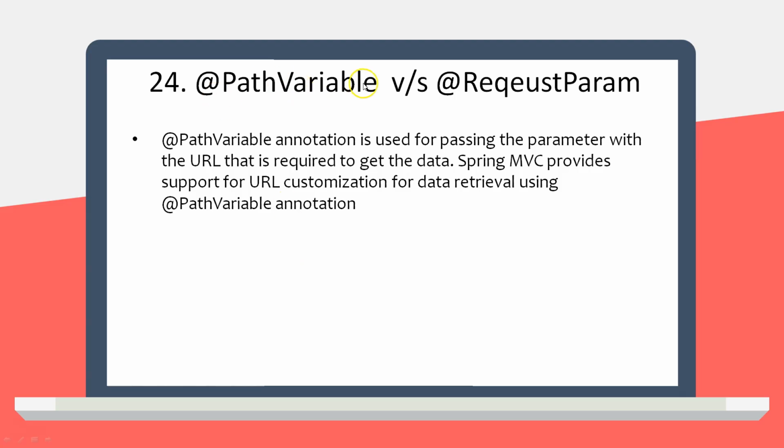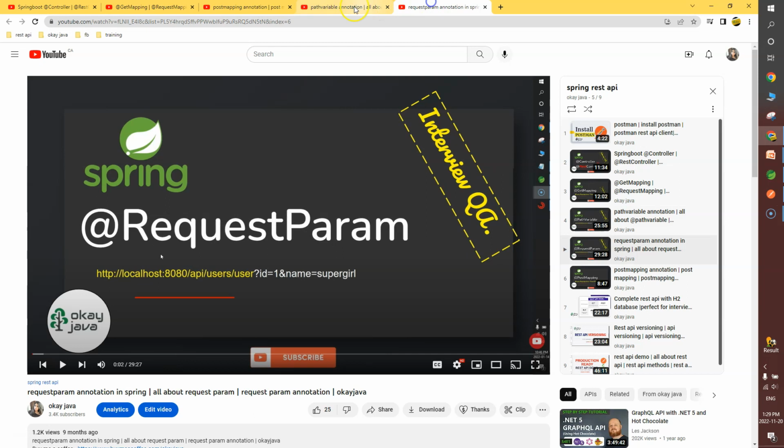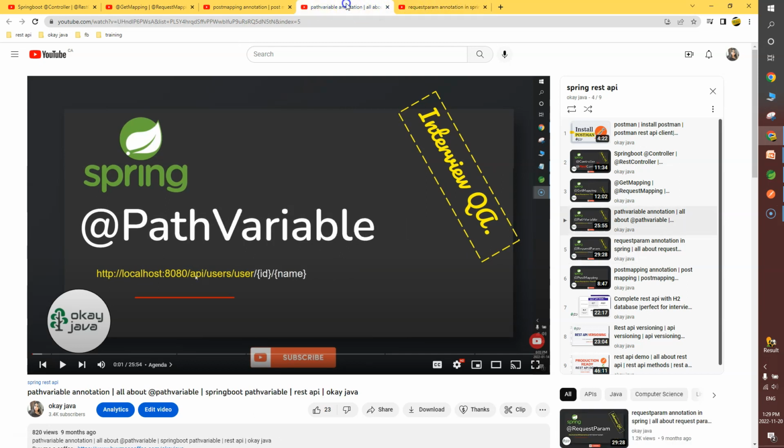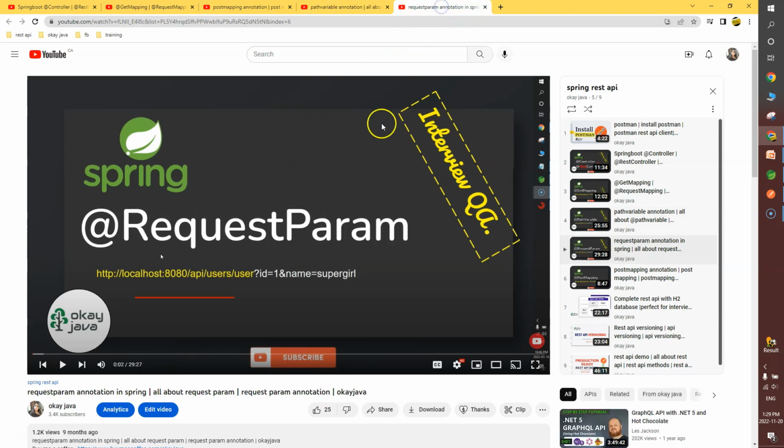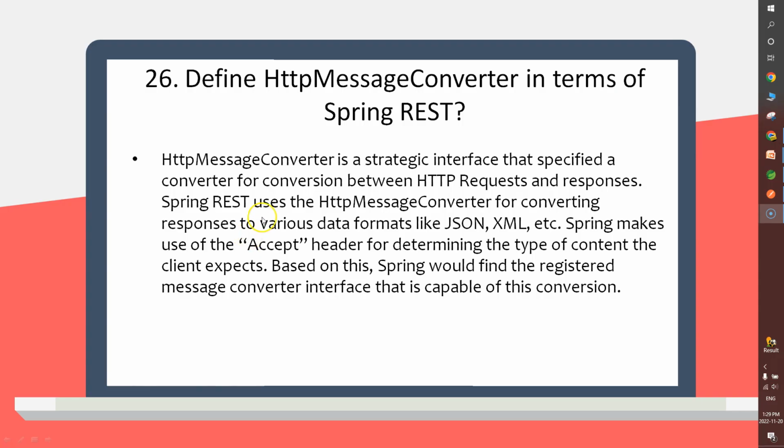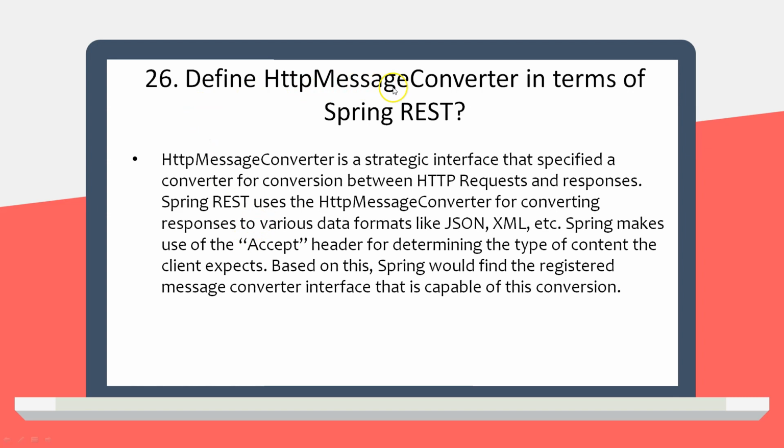Alright, next is @PathVariable versus @RequestParam. So guys, I have just explained, we already have videos here. Guys, you can watch these two videos to fully understand the differences between @PathVariable and @RequestParam annotation. Okay. Alright guys, next question is define HTTP message converter in terms of Spring REST.